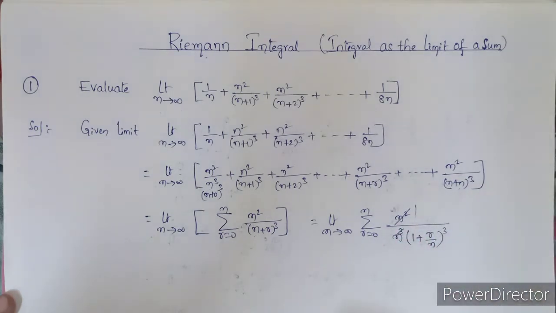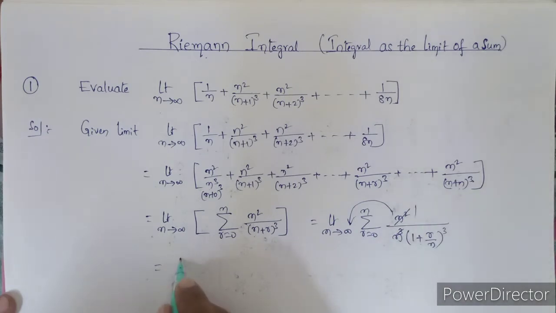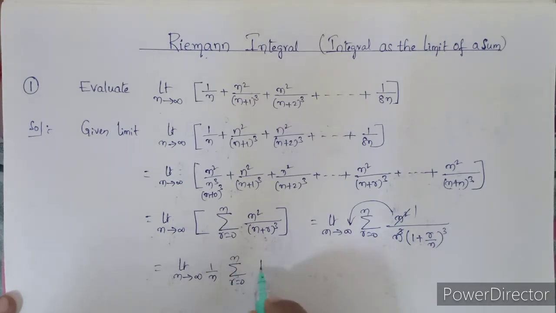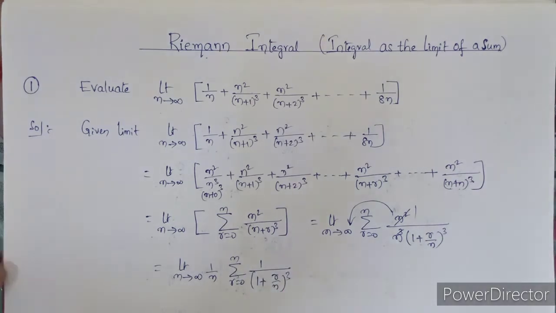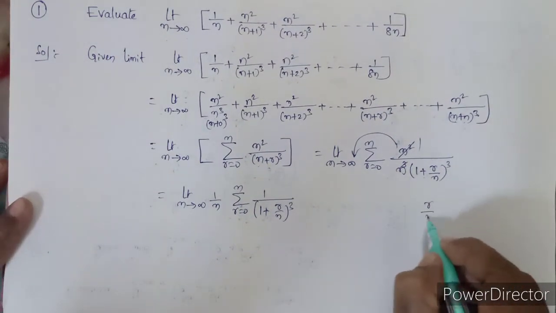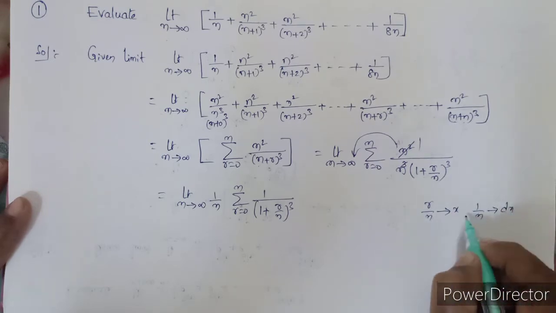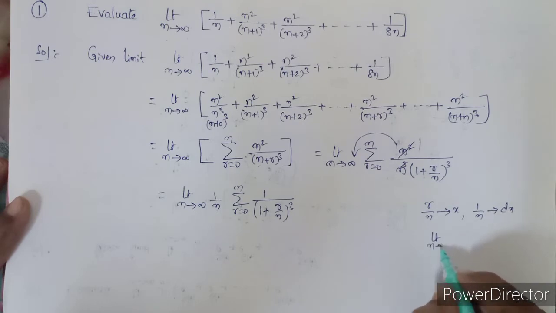Cancel n square. We bring 1 by n outside this sigma. Limit n tends to infinity 1 by n sigma r equal to 0 to n 1 by (1 plus r by n) whole cube. Now we replace r by n by x, 1 by n by dx, and limit of the sum sigma r equal to 0 to n by integral 0 to 1.